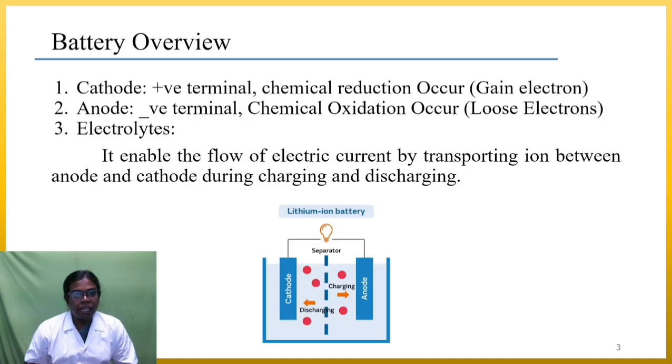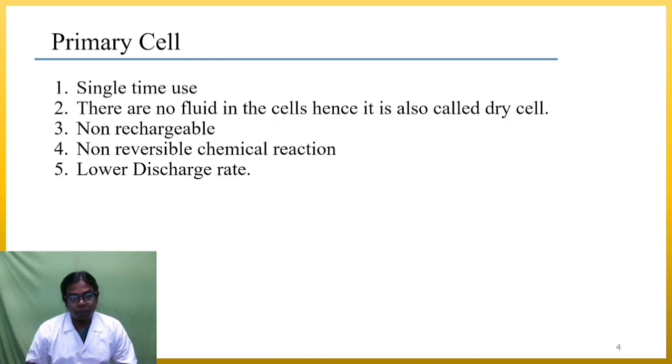First of all, the battery overview. We already know there are two terminals, one is the cathode and the other is the anode. At the cathode terminal, chemical reduction occurs, and at the anode terminal, chemical oxidation occurs. In between the anode and cathode, we have electrolytes. It enables the flow of electric current by transporting ions between anode and cathode. These processes happen during charging and discharging.